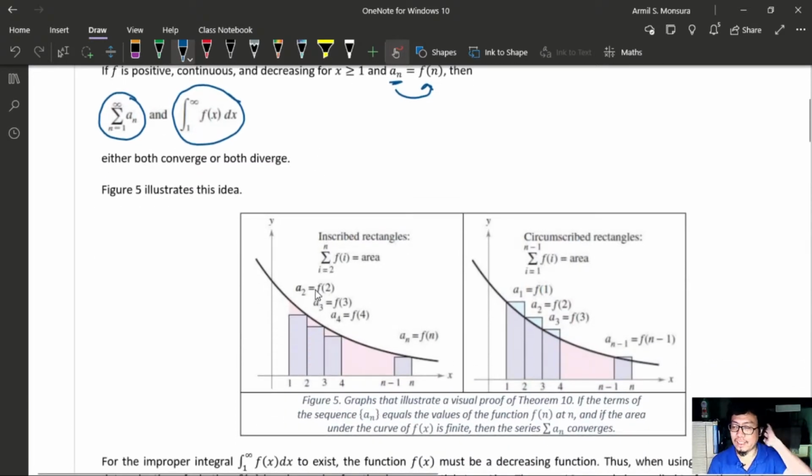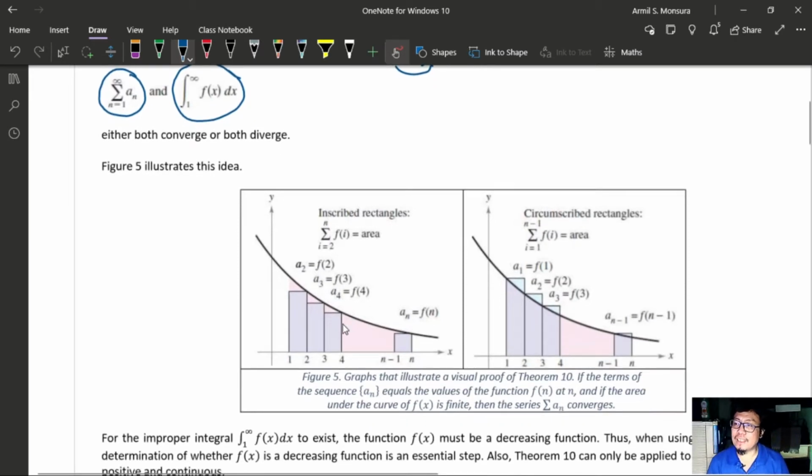This is the illustrative proof of that theorem. That is, these terms a2, a3, and so on are the function values of your function f of x.